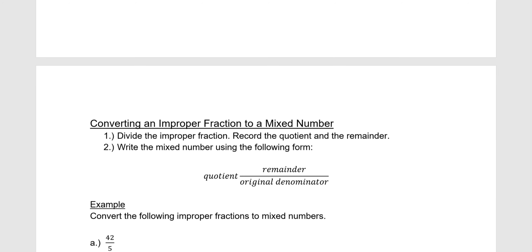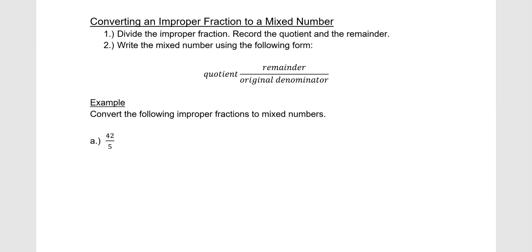Now let's go the other way. Let's convert an improper fraction to a mixed number. So to do this, we actually have to divide the improper fraction, and we're going to record the quotient and the remainder. So the quotient is the answer, and the remainder is what's remaining when we're dividing. And then we're going to write the mixed number using this form, the quotient and the remainder over the original denominator. So let's see an example here.